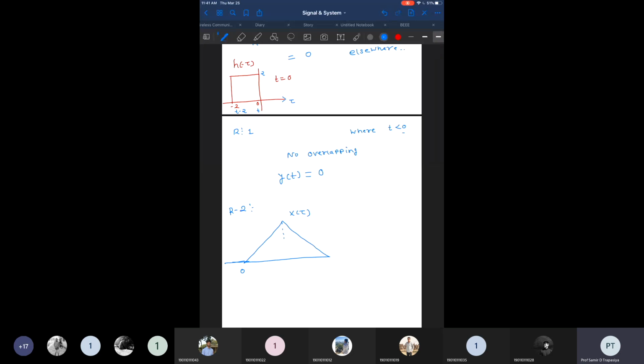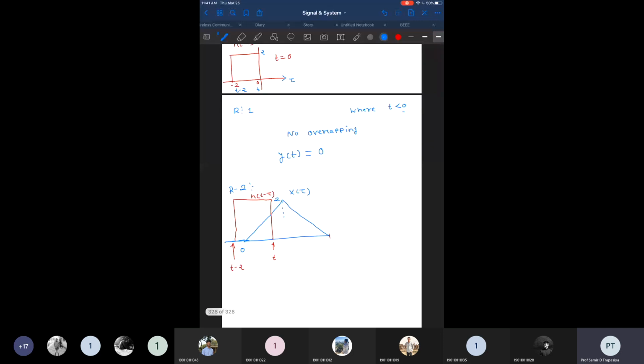Here you can find this point is the point t, and this point is the point t minus 2, right? And this is 0, and this point is simply defined as 4. This is the point at which we have amplitude 2, and this is the point at which we have amplitude 4. This is the region we can consider, region number 2, when t is larger than 0. So you find this is the overlapping area.